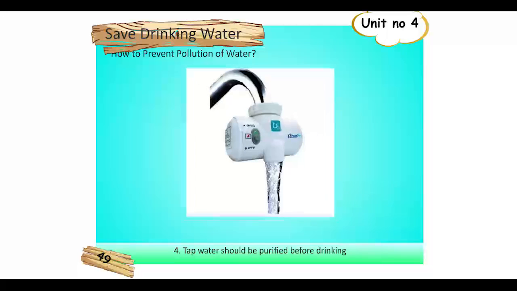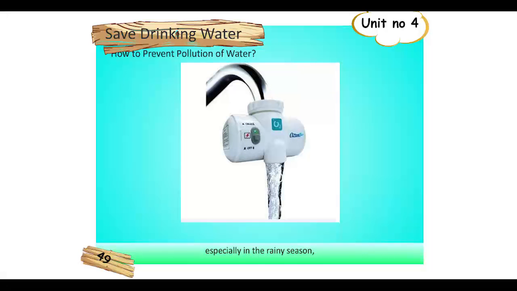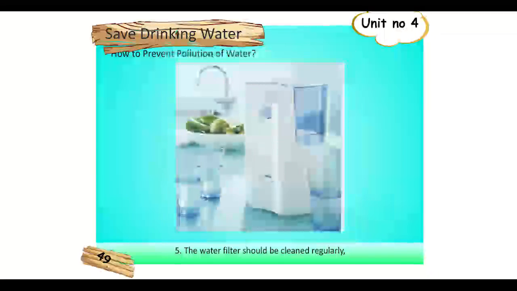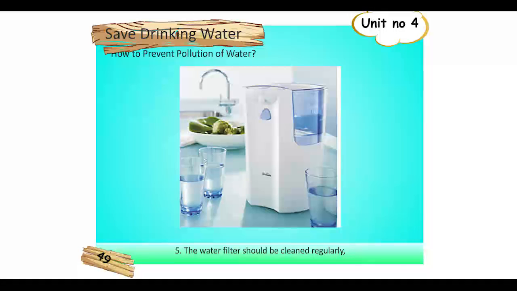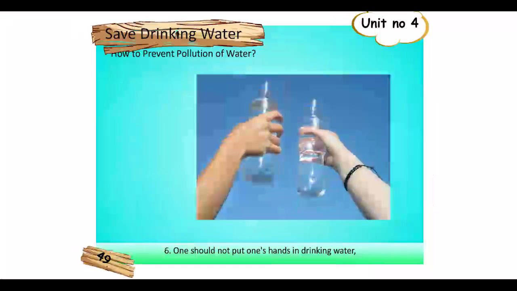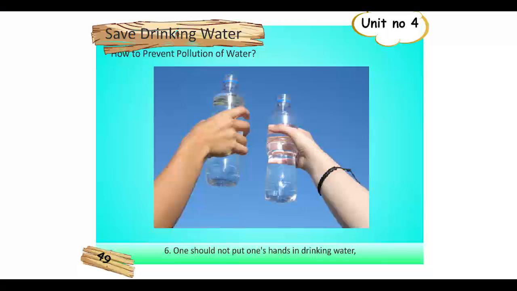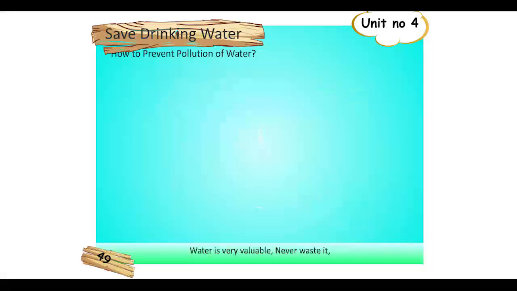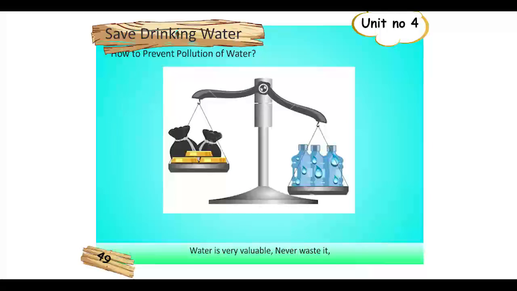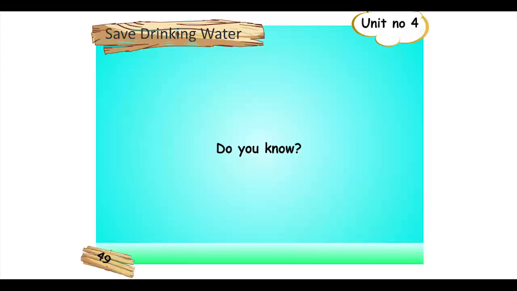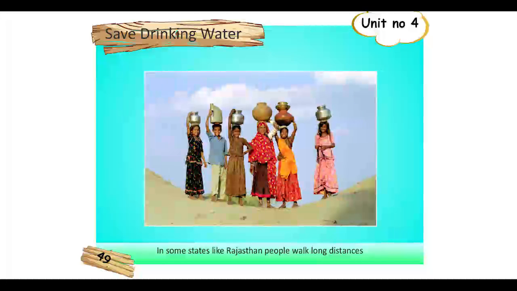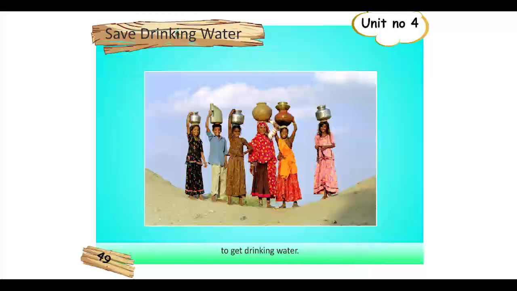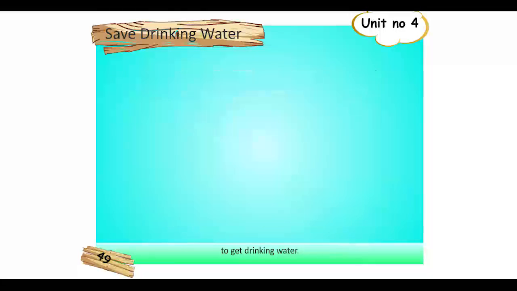4. Tap water should be purified before drinking, especially in the rainy season. 5. The water filter should be cleaned regularly. 6. One should not put one's hand in drinking water. Water is very valuable. Never waste it. Do you know? In some states like Rajasthan, people walk long distances to get drinking water.